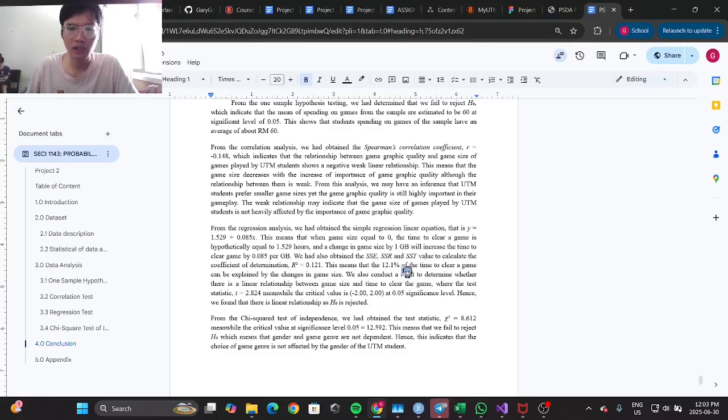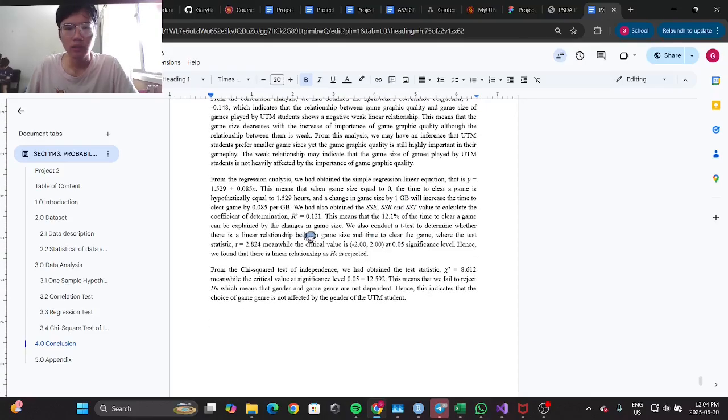We also conducted a t-test to determine whether there is a linear relationship, and we got a test statistic of 2.824. Meanwhile, the critical value range is -2 to 2 at the 0.05 significance level. So we can see that the test statistic lies in the critical region, which means we reject H0 and there is a linear relationship between game size and the time to clear the game.